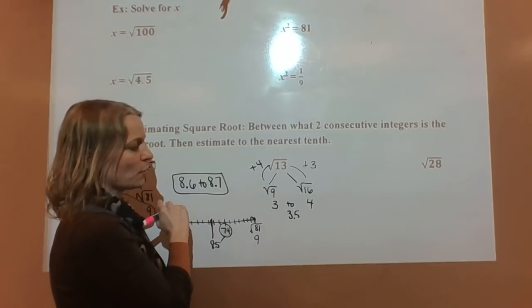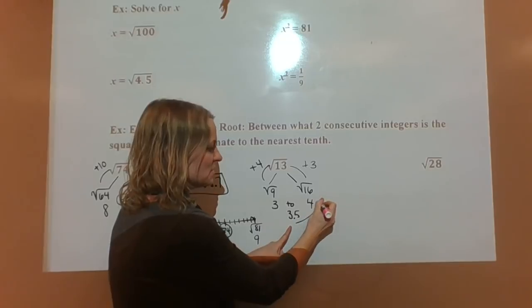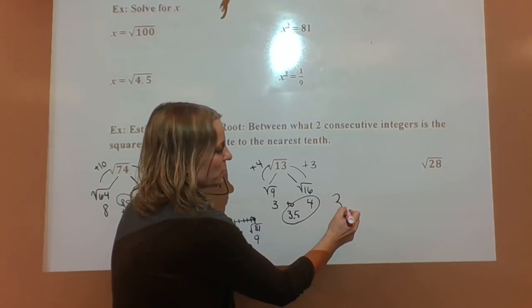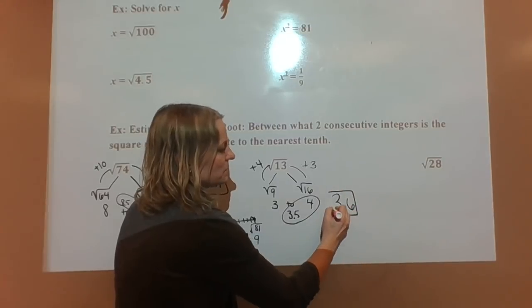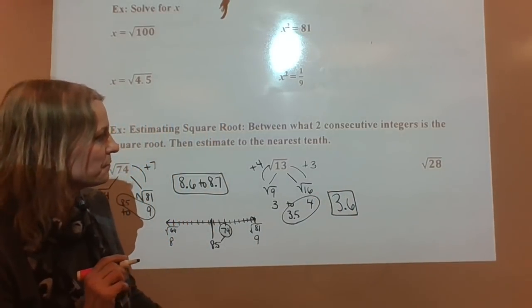3 away versus 4 away. So that's a pretty good indicator that it's just a tiny bit bigger than this. It's in this range from 3.5 to 4, but it's just a tiny bit bigger, which would be about 3.6 would be the best estimate. Okay, and if you type in your calculator, you'll see that it is very close to that.